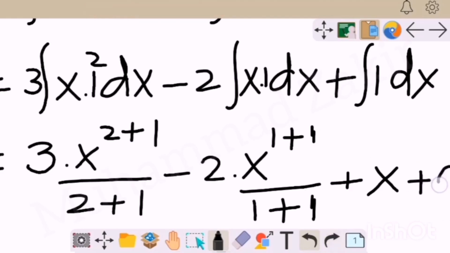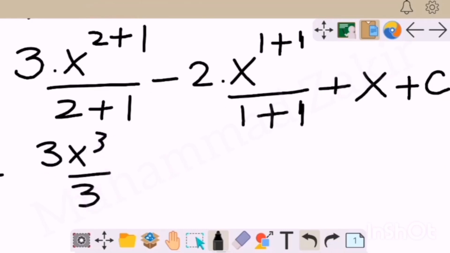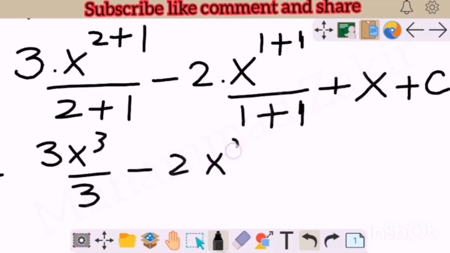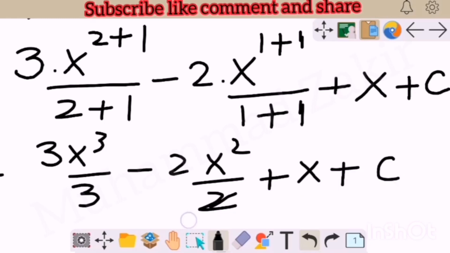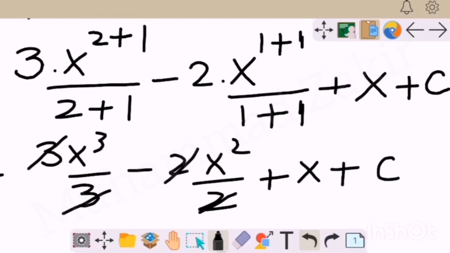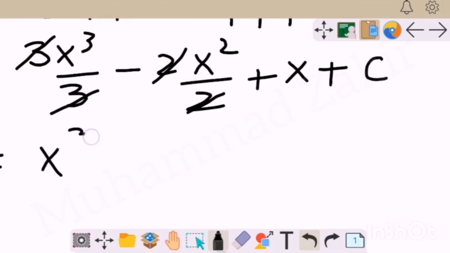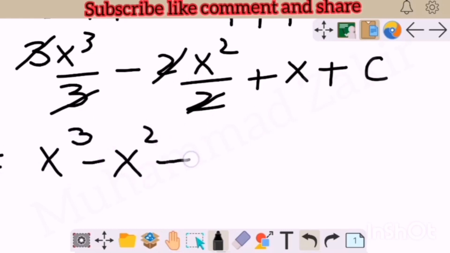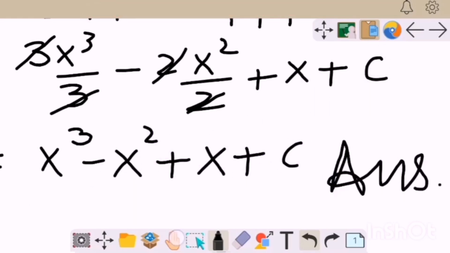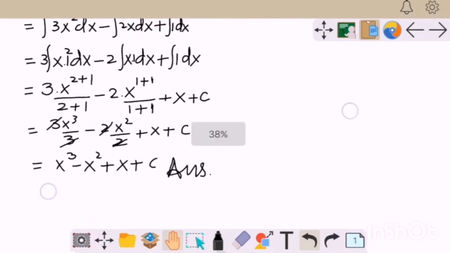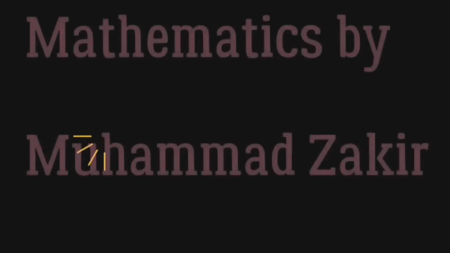Plus c will also appear. 3x cubed by 3, from numerator and from denominator, get cancelled. Similarly 2 from numerator and denominator get cancelled, and this becomes the answer: x cube minus x square plus x plus c. This is the answer of this integration. Now this integration is completely before you. I hope you can understand it.